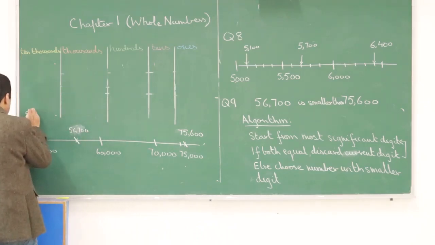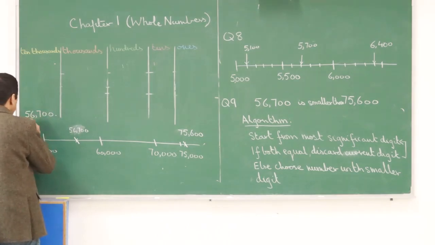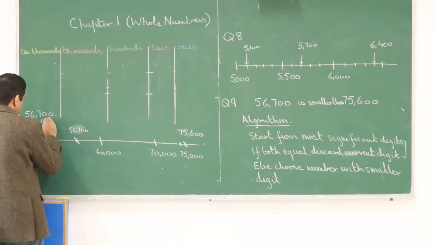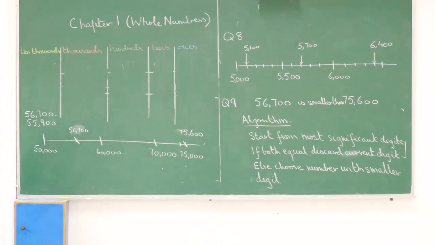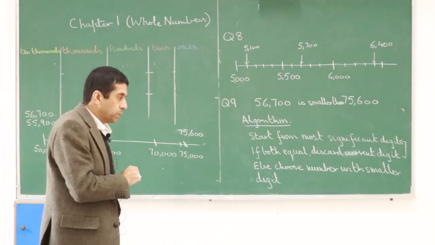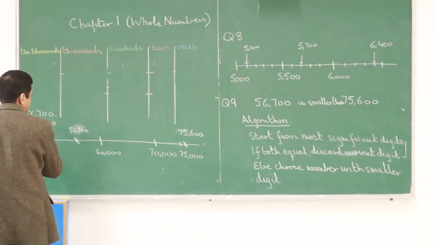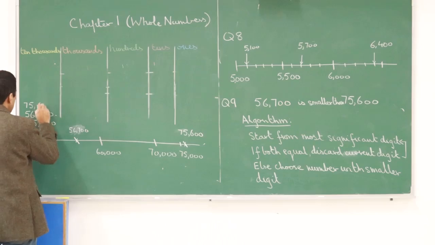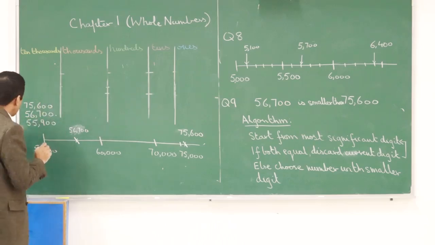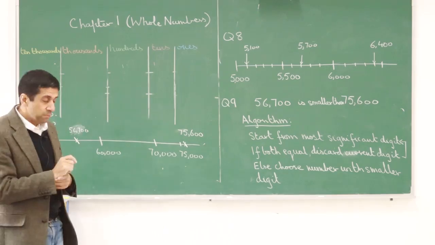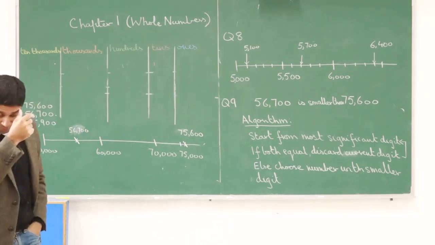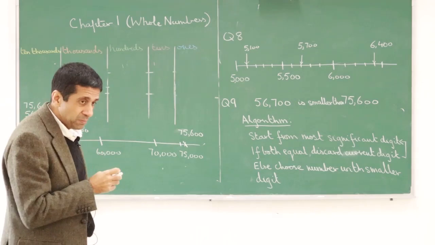So let's look at 56,700 and maybe 55,900. Why would this algorithm be the correct algorithm to work with? For example, we have to order these numbers, and this is then 75,600. Three numbers need to be ordered, and we can compare any two numbers by using this algorithm, right? And we'll figure out that the algorithm will work correctly. So why does the algorithm work correctly was the question. So can you come up with some kind of an argument?